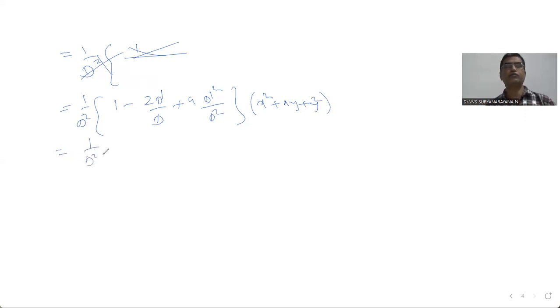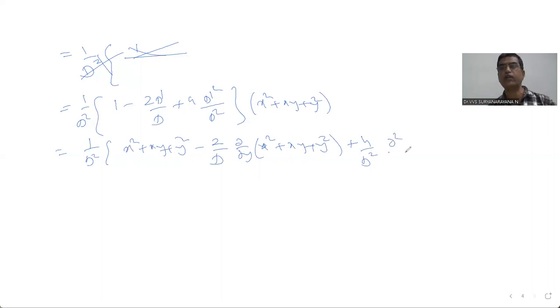Now, so 1 when operated on x square plus xy plus y square gives x square plus xy plus y square, minus 2 by D into D dash, where D dash means dou by dou y, of x square plus xy plus y square, plus 4 by D square into D dash square, which means second derivative with respect to y, dou square by dou y square, to be operated on this x square plus xy plus y square.